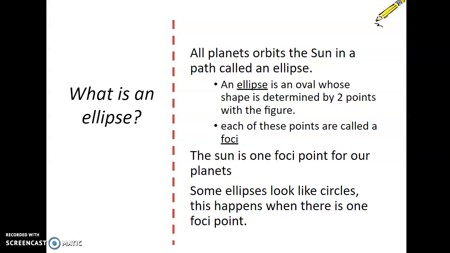So what is an ellipse? All planets orbit the sun in the path of an ellipse. We've probably heard this term from the word elliptical or ellipses. You might have heard it in math, but just to remind you, it's an oval whose shape is determined by 2 points within the figure. Each of these points is called a focus. In astronomy, we're going to talk about these foci as one being the sun and one being our planet. Some ellipses will tend to look like circles, and this happens when the two foci are very close together.